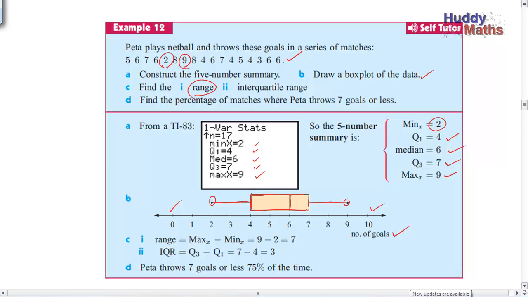Okay, so what's the range? It's the max minus the min, so it's 9 take 2. Interquartile range, the length of the box, 7 take 4 is 3. And then you can answer some questions. Find the percentage of matches where Peter throws 7 goals or less. 7 goals there. Well, that's the top of the box, and we know there's 3 quarters up to then, so it's 75% of the time.